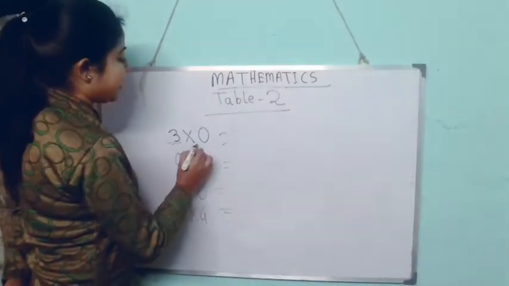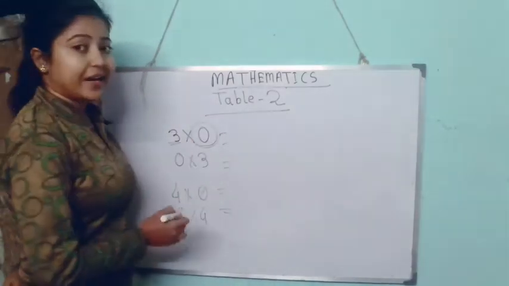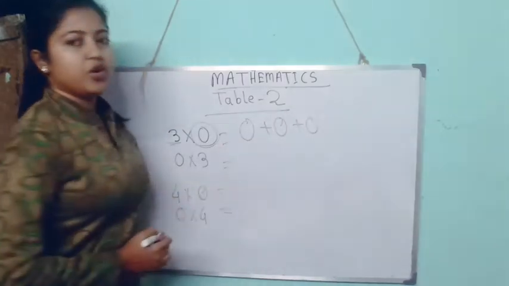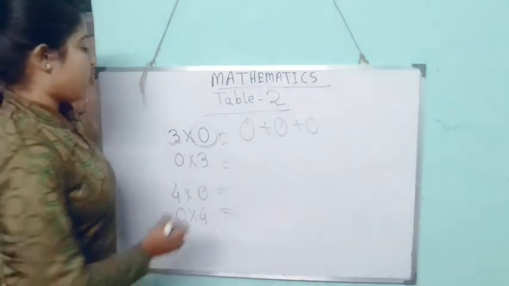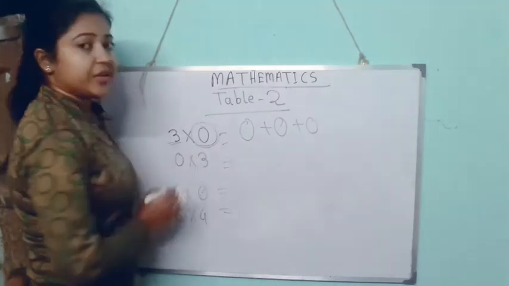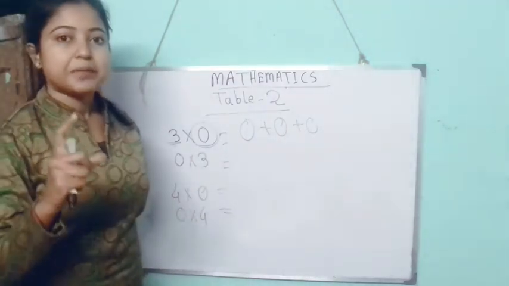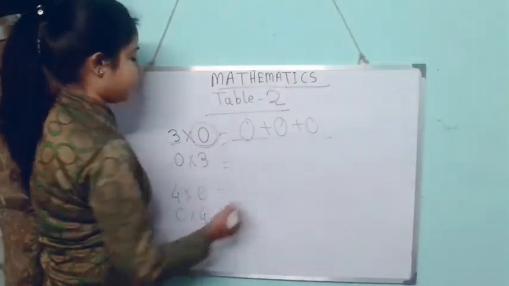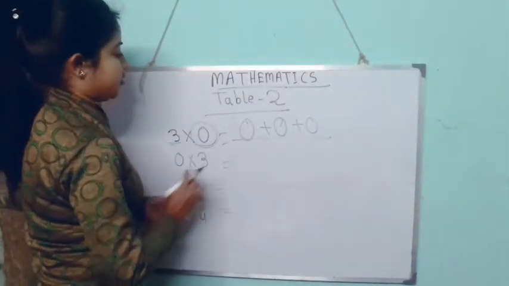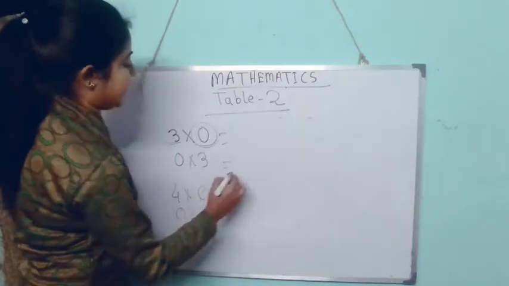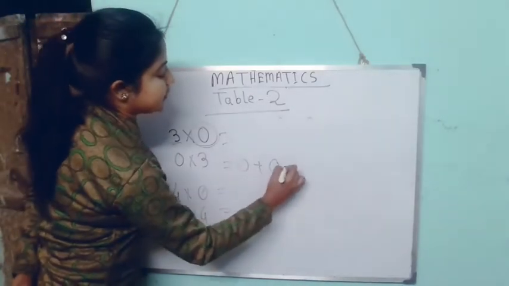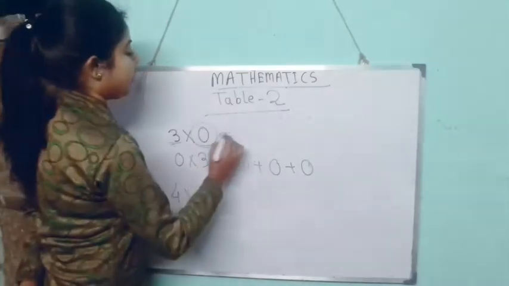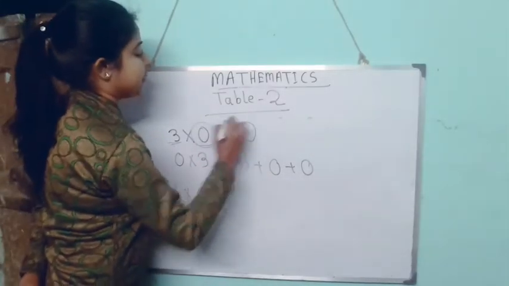Why? If we add 0 three times, 0 plus 0 plus 0, we will get 0, or 0 times 3, that means no times 0, that means nothing, right? 0 means nothing. You can write like this, 0 plus 0 plus 0. 3 times 0, that means 0, or you can write 0 times 3.